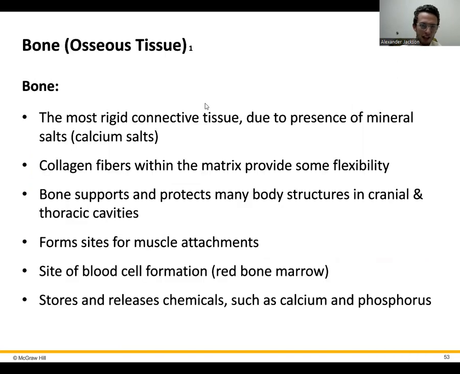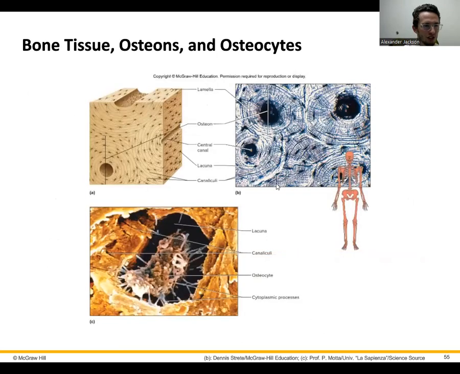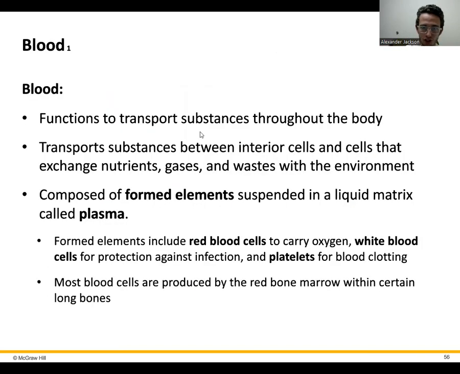Okay. And then there's bone. Bone is different. We'll talk about that a little more in the skeletal system. But the matrix of the bone is really hard, obviously. And the cells of the bones can do several different things. They can either maintain the bone, they can break it down, they can build it up. So we'll talk a little more about bones in the skeletal system.